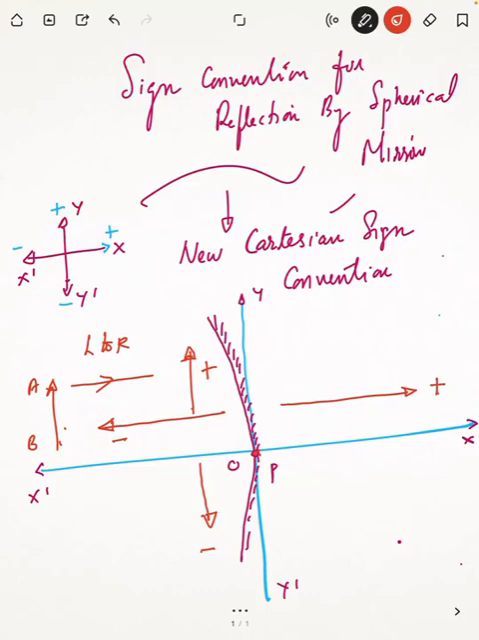So I repeat, this is a Cartesian coordinate system, the xy system here: along the x axis positive value, x dash negative value, y axis positive value, y dash we are getting negative value.